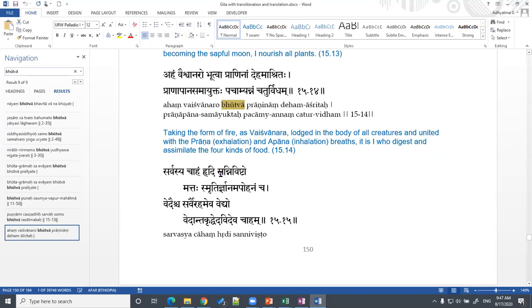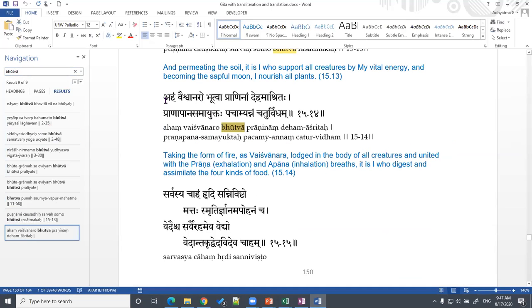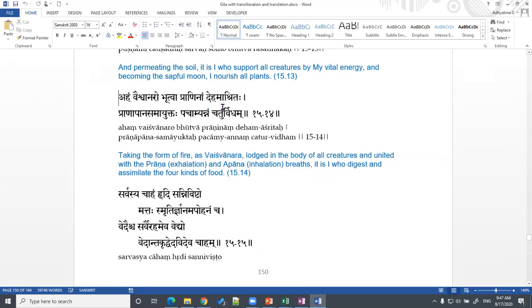So this is the prayer we do before the food. It's coming from the Gita. Aham vaishwanaro bhutva praninam deham ashritah. So bhutva is indeed this form, having become. So taking the form, that's what the translation is. Bhu means to be, and taking the form, having become that form. Good observation.